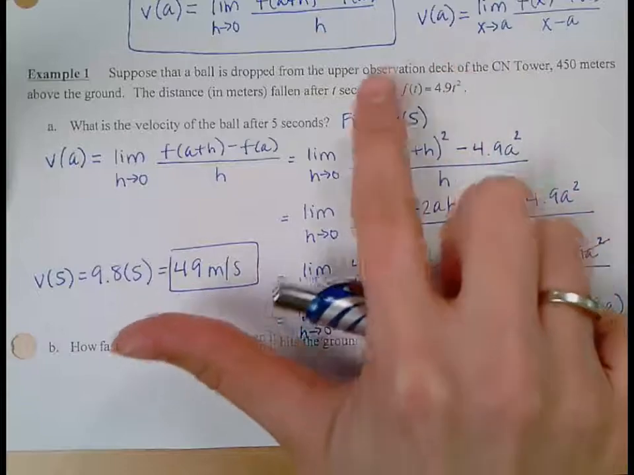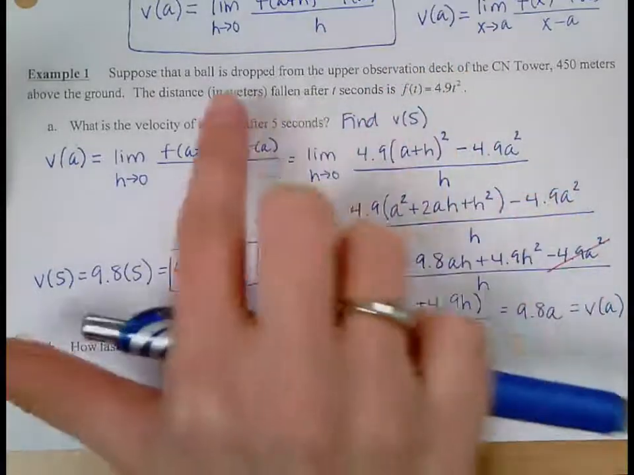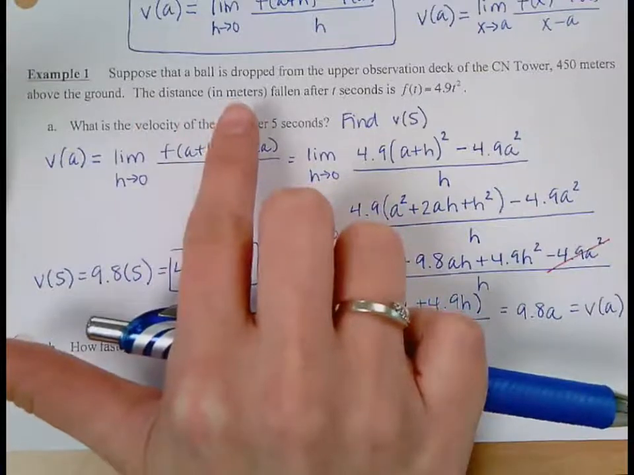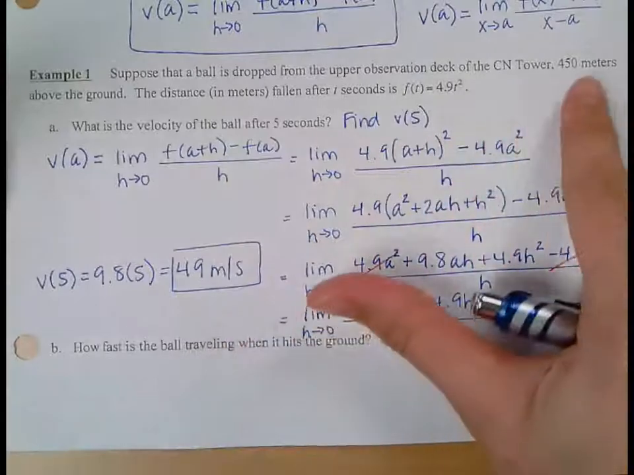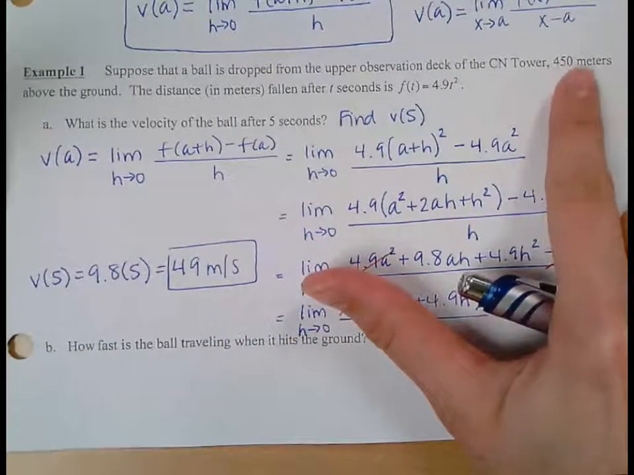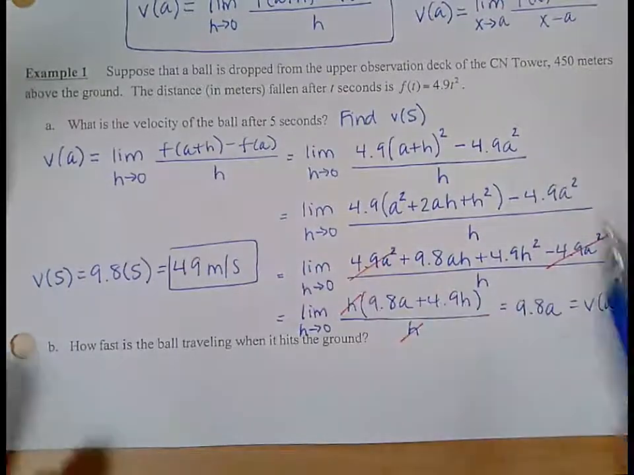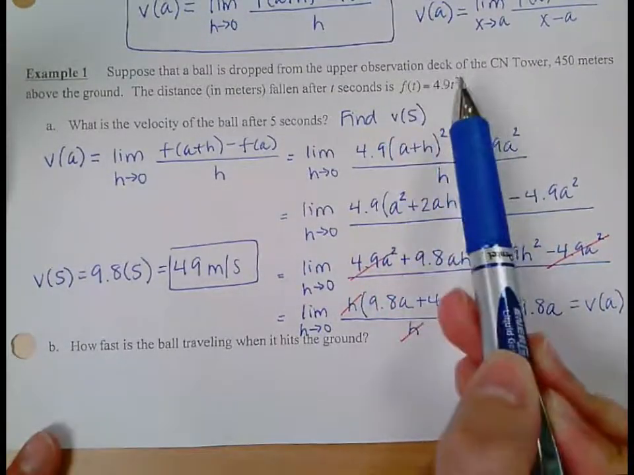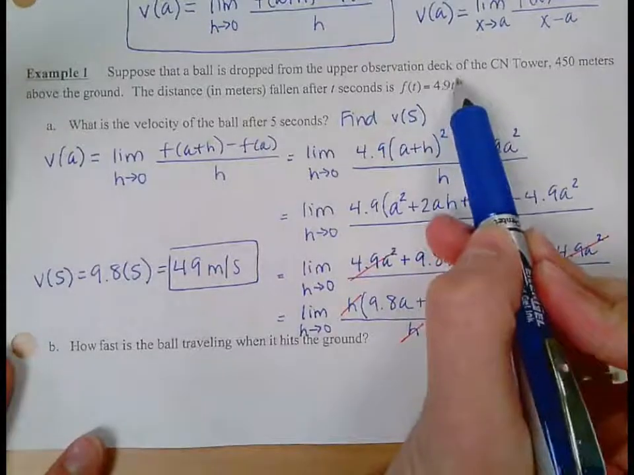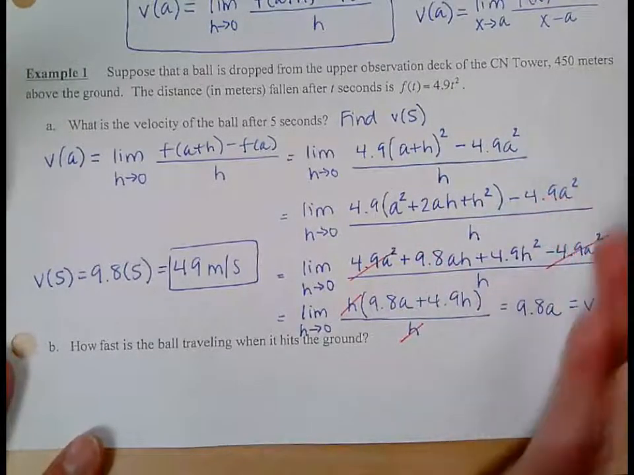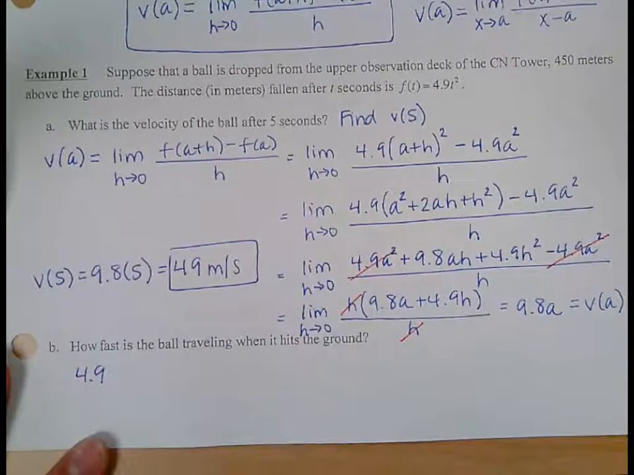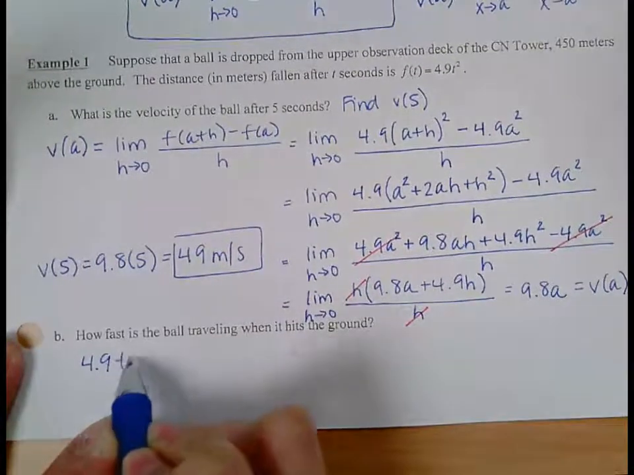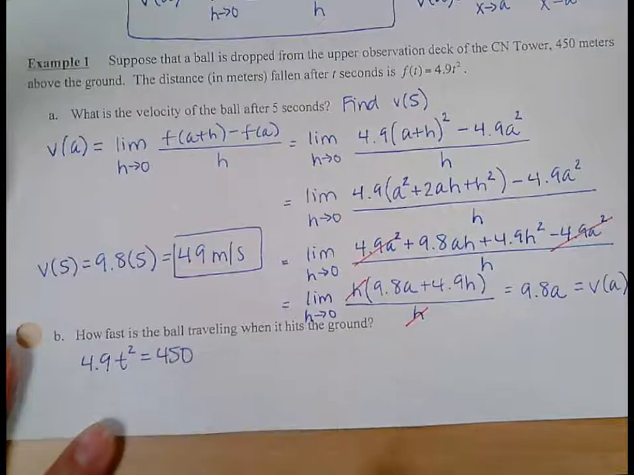So if the function is how far the ball has fallen, once it has hit the ground, that means it has fallen 450 meters, since it started at 450 meters. So to find the time it hits the ground, you would set your function equal to 450, because ultimately, to know how fast it's traveling when it hits the ground, you need to know when it hits the ground. So set 4.9t squared equal to 450. And this is important too.